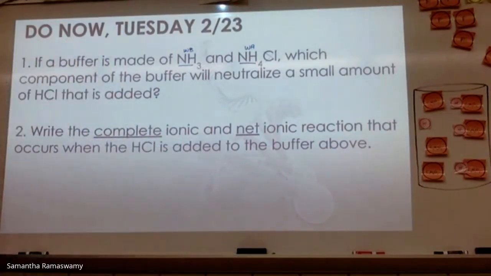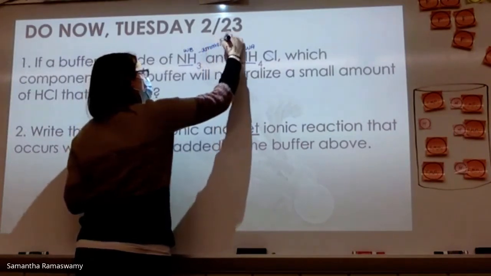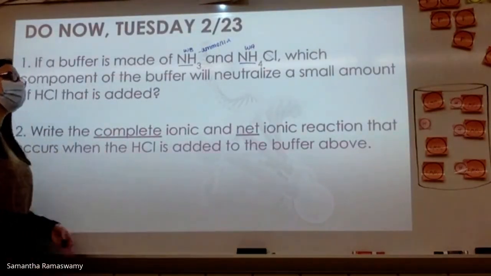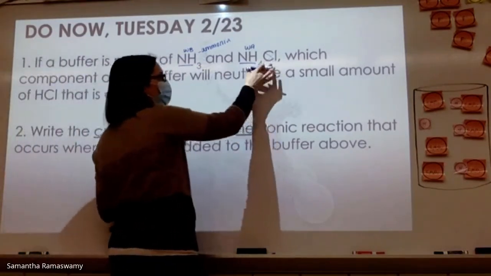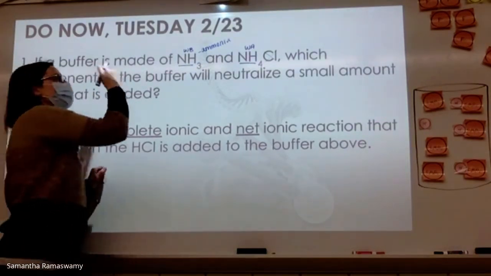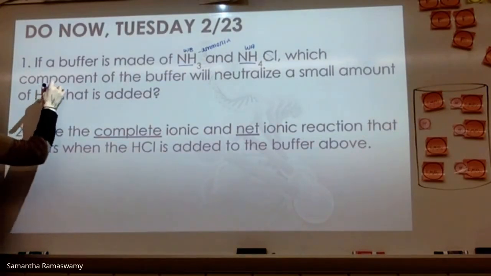So we've talked before about how ammonia is a very common weak base. So it's good to know that NH3 is ammonia, that's a weak base. NH4+ is its conjugate acid. To get NH4+, it has to come in the form of a salt, which is why we see the Cl-, but it's a spectator, so we can just ignore it. So now that we've labeled the different parts of the buffer, it's asking which component will neutralize a small amount of HCl. So HCl is a strong acid.